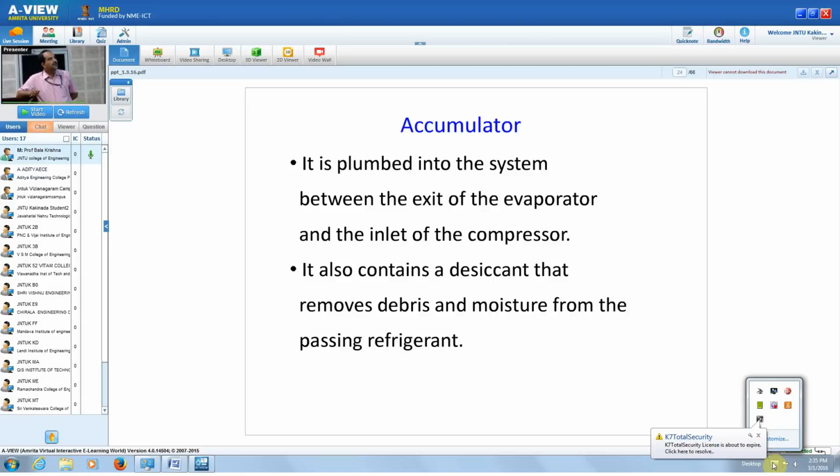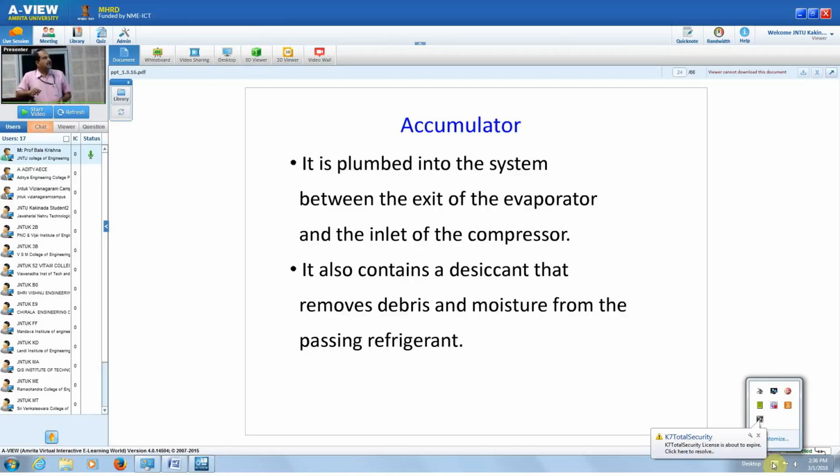Next slide. It is plumbed into the system between the exit of the evaporator and the inlet of the compressor. So the dryer is installed between the condenser and the evaporator. Here you have to send only liquid refrigerant. Right? If any gas is there, then here it will be dried. In the case of the accumulator, you have to send only vapor into the compressor. A compressor always needs only gas. If it is a pump, then it should always be liquid only.